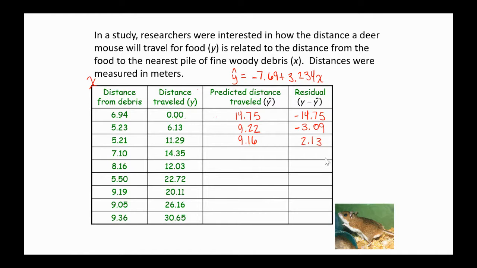Brandon? On the predicted, I got 15.27. Yep. And then on the residual, I got negative 0.92. Negative 0.92, okay. Okay, Rosie. The predicted, I got 18.7. Yep. And then for the residual, I got negative 6.67. That's right.